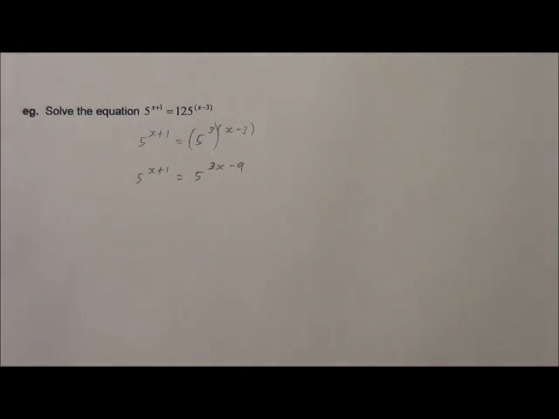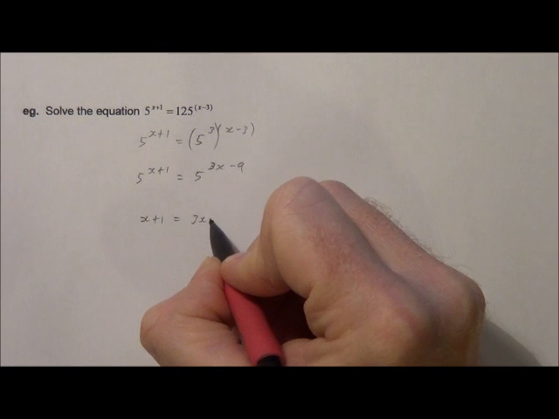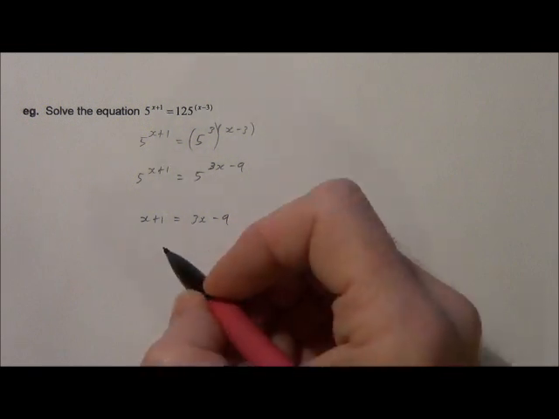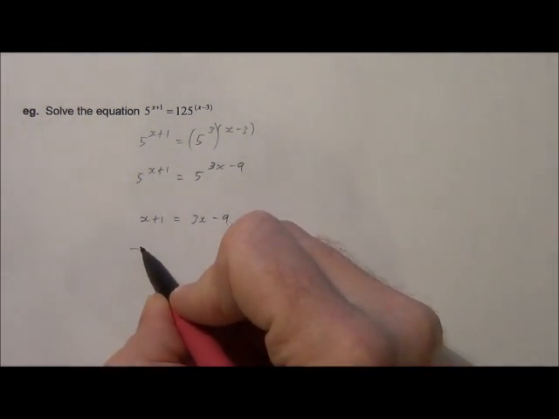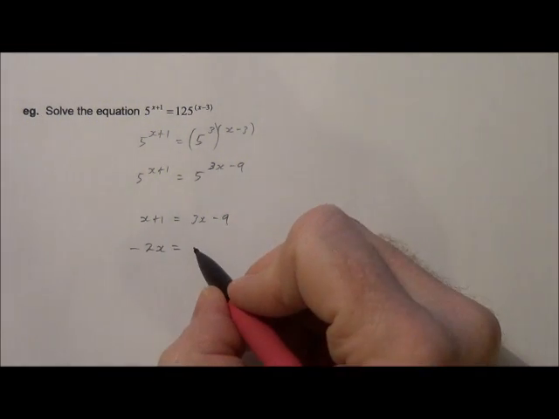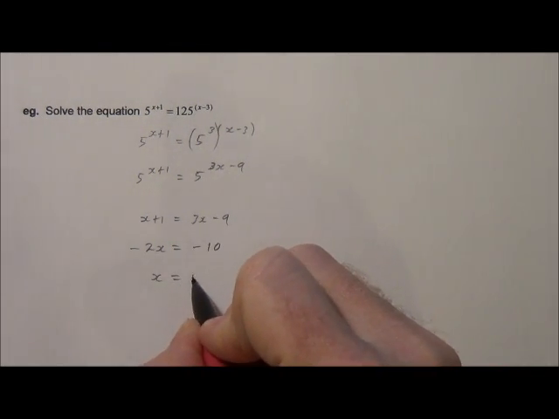And then both sides are equal to each other, and the bases are the same. That means that the exponents have to be equal. So x plus 1 equals 3x minus 9. Collect the variables to one side and the constants to the other, so I'll subtract 3x from both sides. So I'll get negative 2x, and I will subtract 1 from both sides. Negative 2x equals negative 10, and then I'll divide both sides by negative 2, so x equals 5.